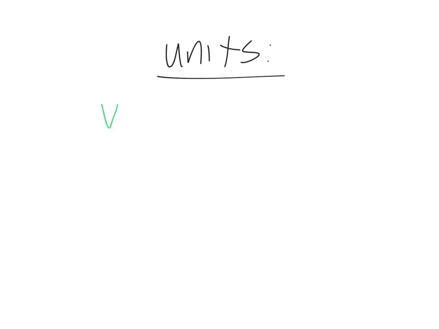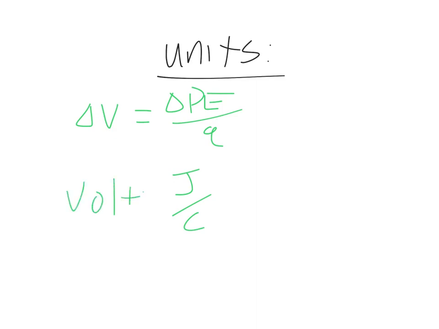But for voltage here, remember we define the change in voltage as the change in potential energy per charge. So from that perspective, we know what the units of potential energy are. That's the units of the joule. And we know what the unit of charge is. Charge is measured in coulombs. So the unit of voltage is the volt, and so 1 volt is equivalent to 1 joule per coulomb.